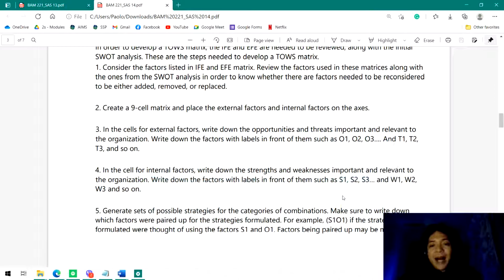Ngayon, bakit tayo nagle-label ng ganon sa ating strength, weakness, opportunity, and threat? Para mas madali ka ngayon mag-mix and match. Diba sabi natin kanina, you are just trying to mix and match strengths with opportunity, strength with threat, weakness with opportunity, and weakness with threat. You are just trying to mix and match them para makakome up ka ngayon ng strategies na kailangan mo.